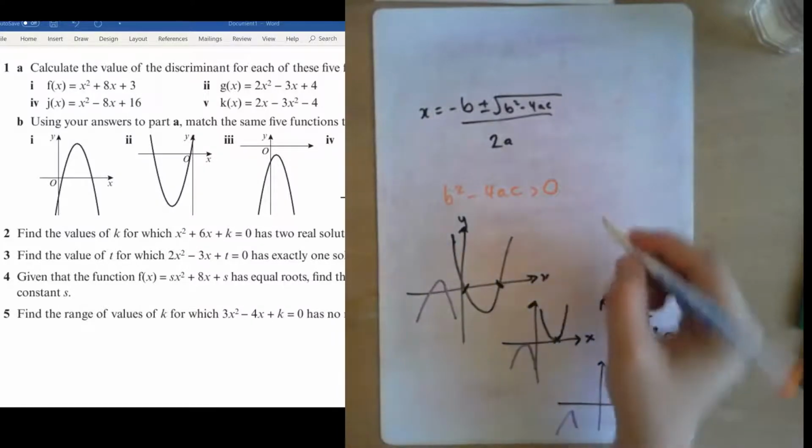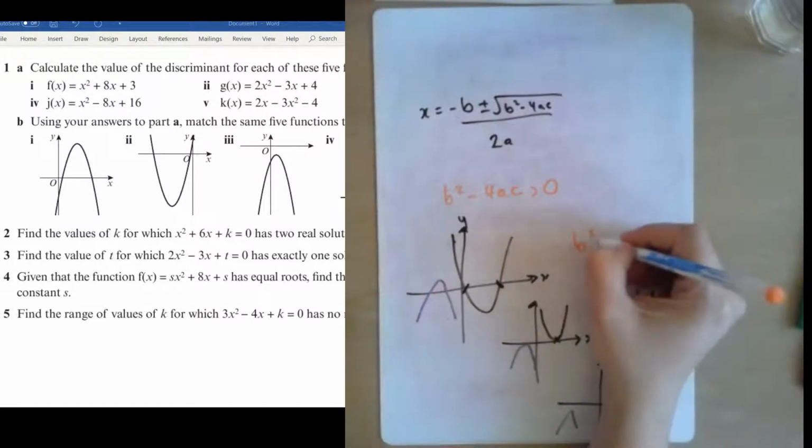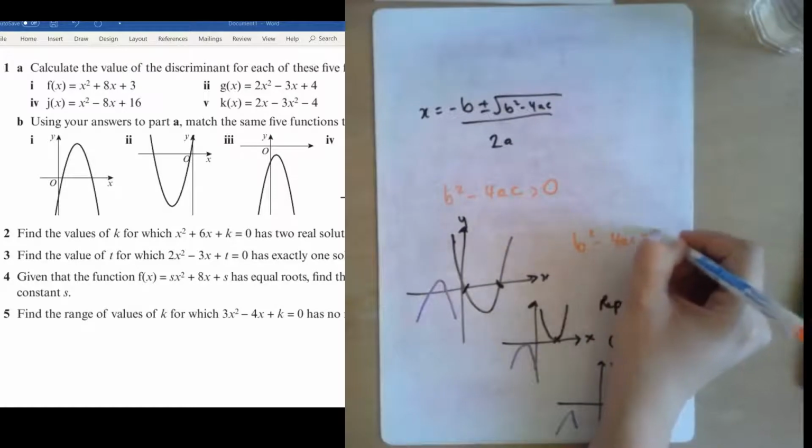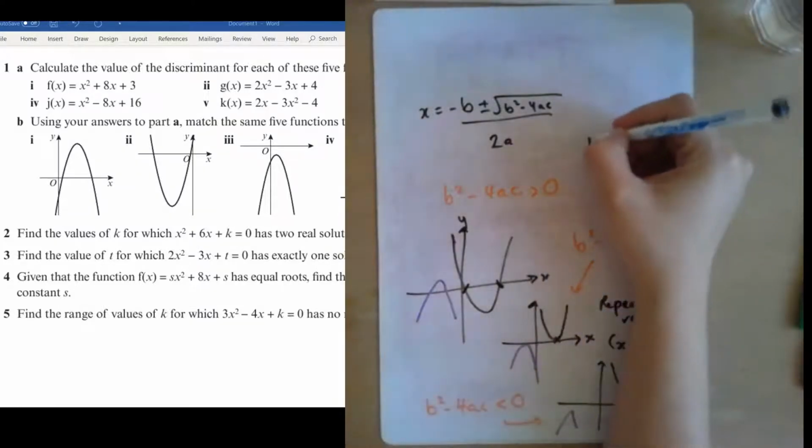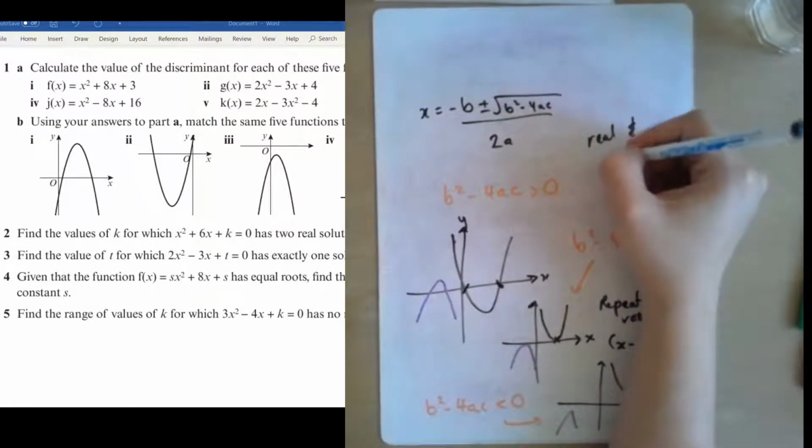If it is equal to 0, then you will have 1 repeated root. And if it is less than 0, then you will have no real roots, okay? You guys don't really need to worry about real and imaginary, but if you are reading about it, you will find out that there are real and imaginary numbers.